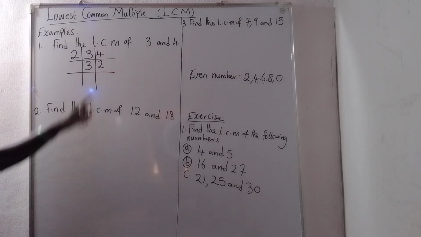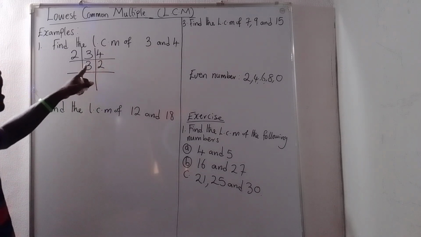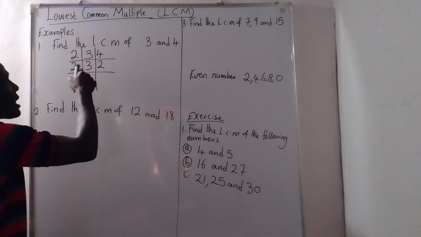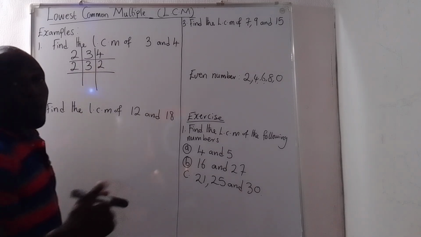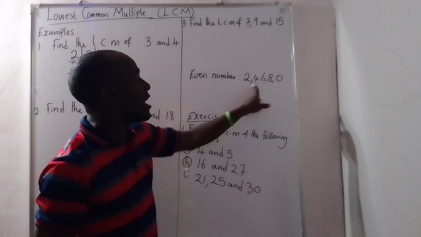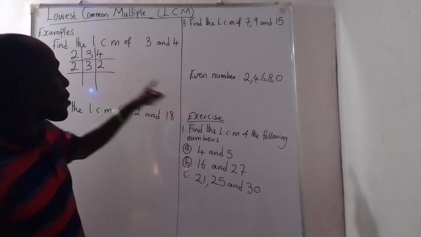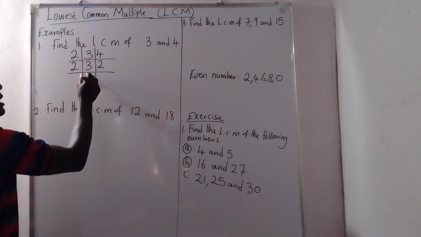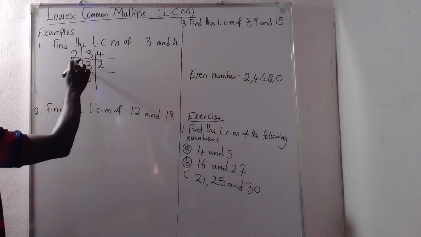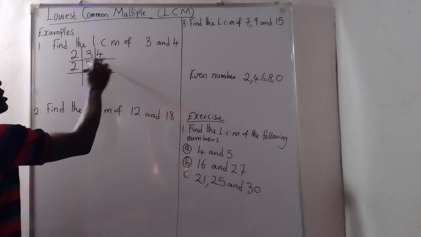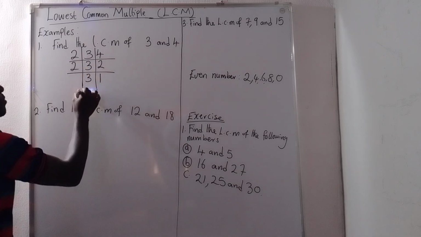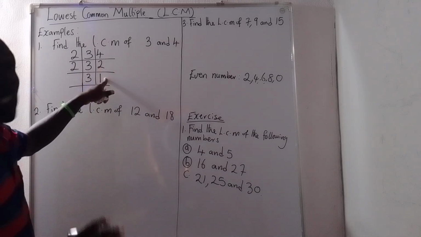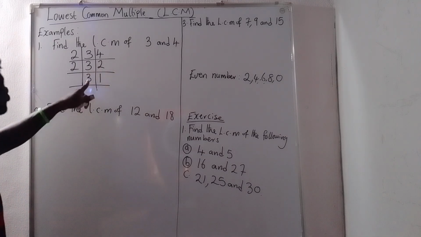We go again. We have 3 here, we have 2 here. Can 2 divide any of these numbers? Let's check. There's no even number 3 here, but we have 2 here, and 2 can be divided by 2. So we bring down this 3, because 3 cannot be divided by 2. 2 divided by 2 is 1. Now, once we reach 1, you stop for this number. You don't go further to divide it.